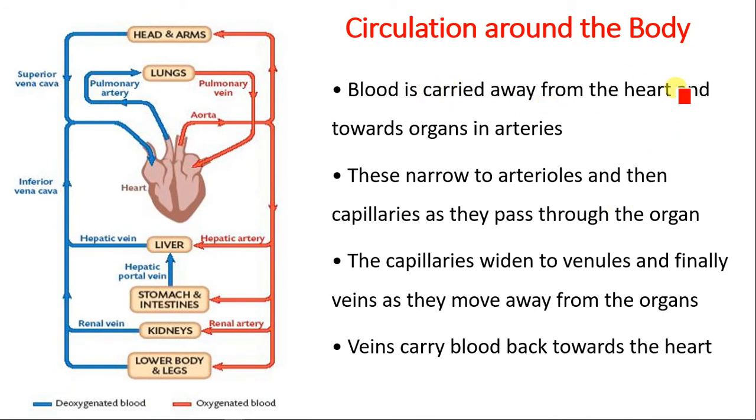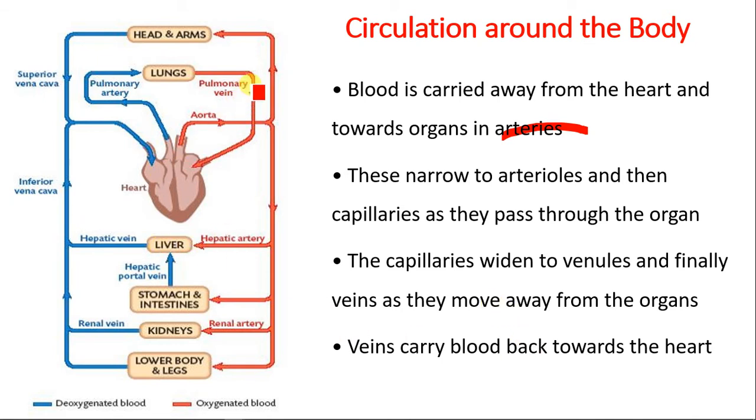Now, blood is carried away from the heart towards organs in arteries. These narrow to arterioles and then to capillaries and pass through the organs. Then the capillaries widen to venules and finally to veins as they move away from the organs. Veins carry the blood back to the heart. Now, there are different types of arteries.